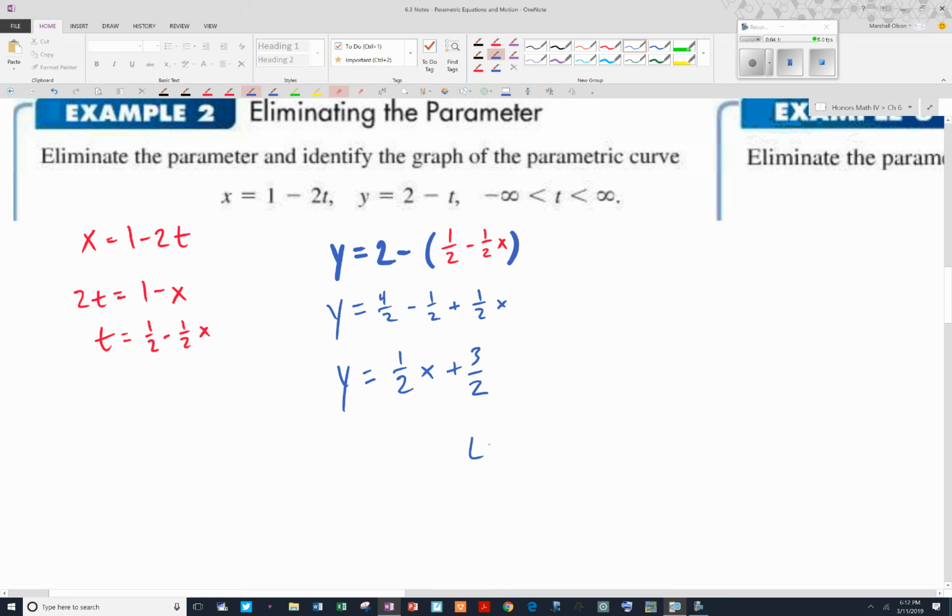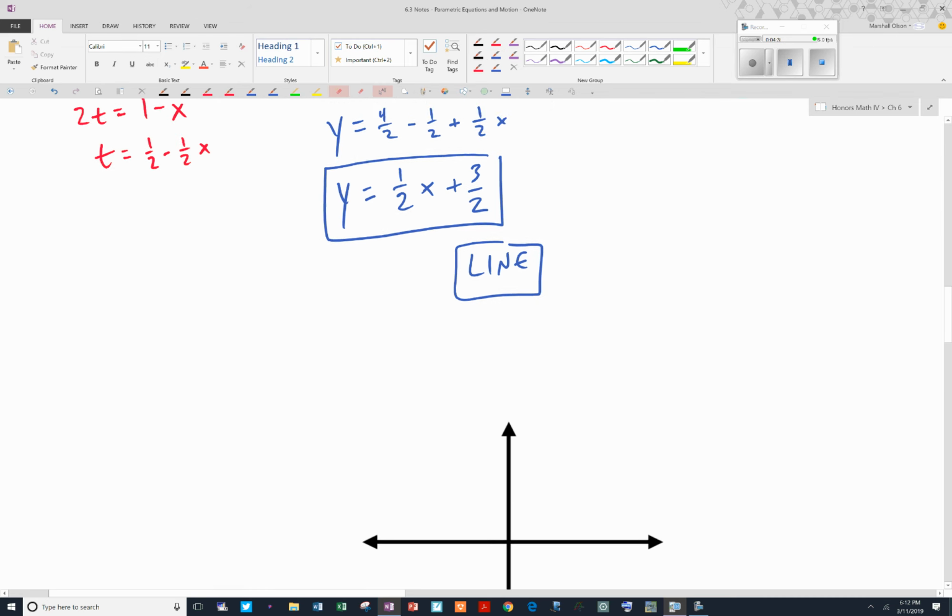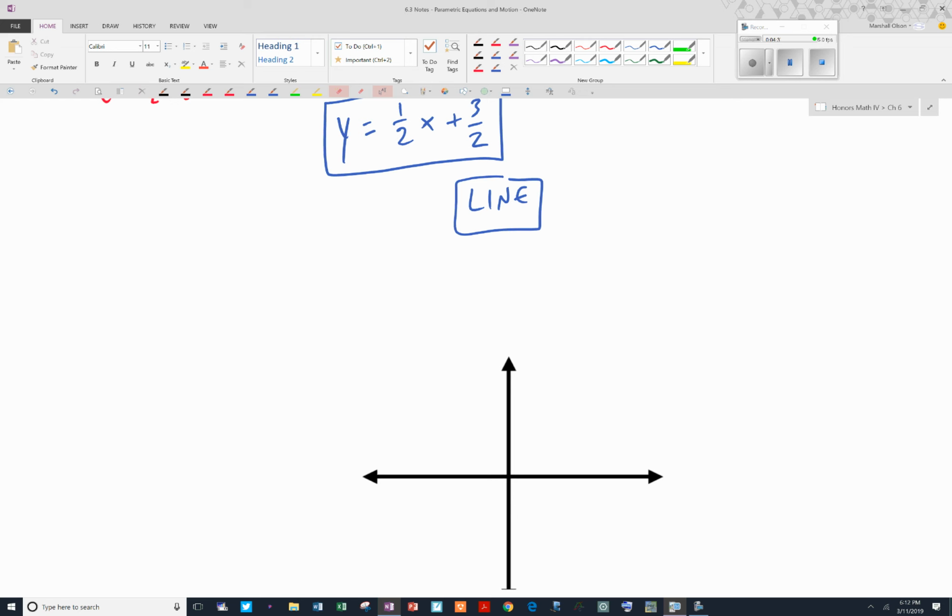It's clearly a line. It asks us to identify the curve, so I'm going to say, okay, it's a line. We could even be more specific and say it's a line that has a slope of 1 half and a y-intercept of 3 halves, but this should be good here. I think I actually have a spot down here where we could graph this. I'm just going to do a real quick sketch of what this would look like. So here's 1, 2. We've got a y-intercept of 1.5 and then a slope of 1 half. I'm just going to sketch that in there. It should look good enough.